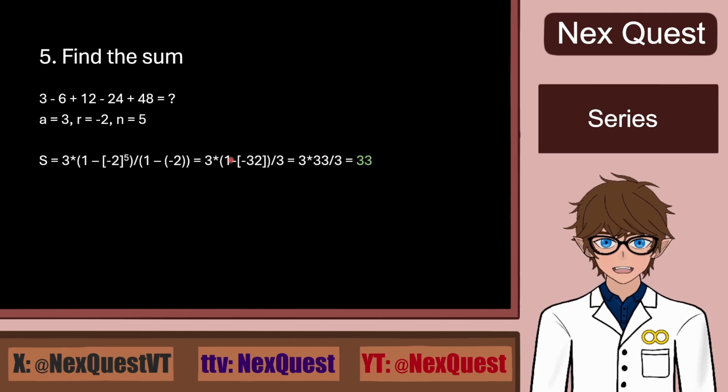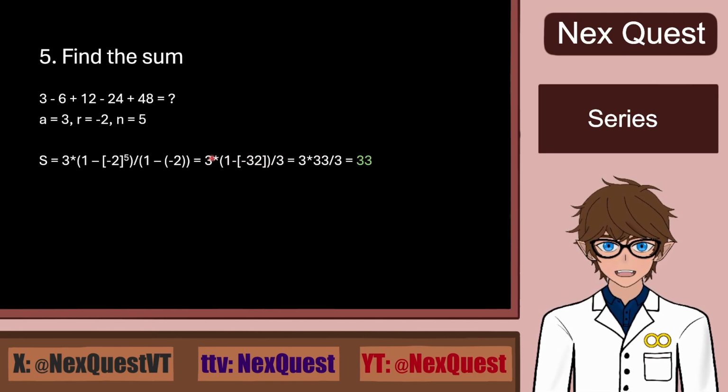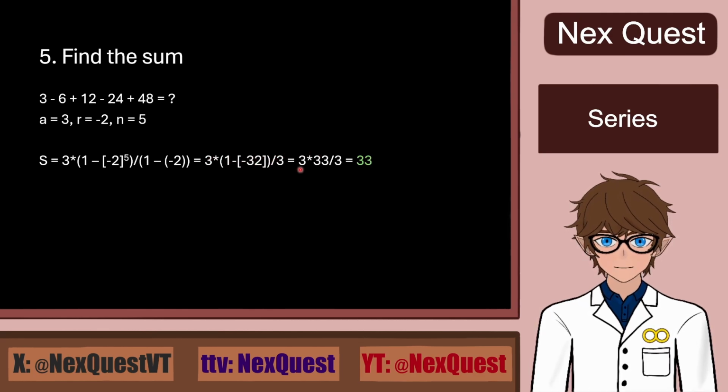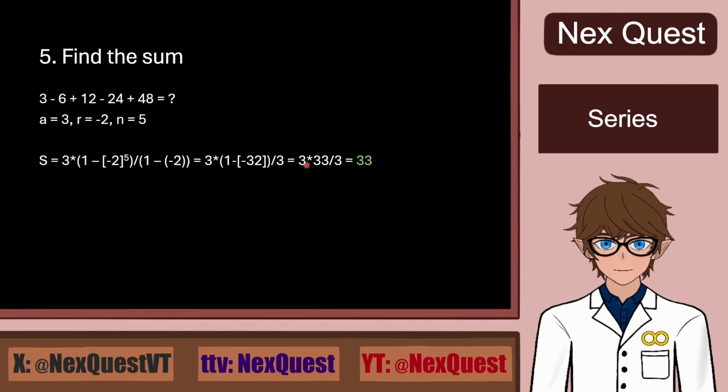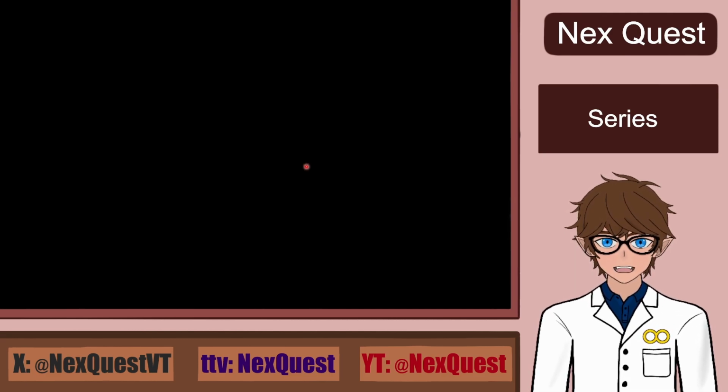So we get 1 minus 32 is 33, so we have 3 times 33 divided by 3. Cancel the 3's, we get 33. That is the sum. That is the solving of the mini test.